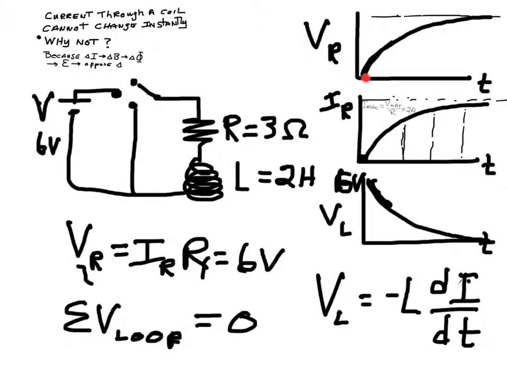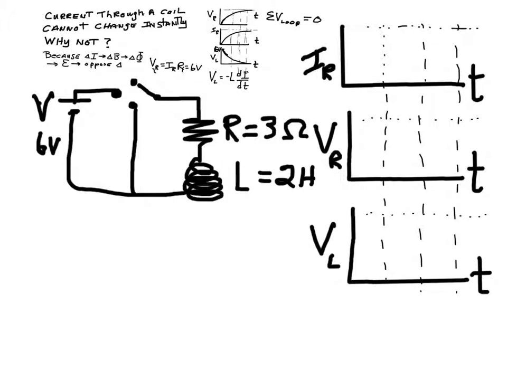So at time t equals 0, voltage across the resistor 0, voltage across the inductor 6 volts. After one time constant, the resistor voltage will have gone to about 63% of 6 volts, and the inductor voltage will have decayed from 6 volts down to a remaining about 36%. And so if you add this voltage and this voltage at any instant in time, they'll add to 6 volts.